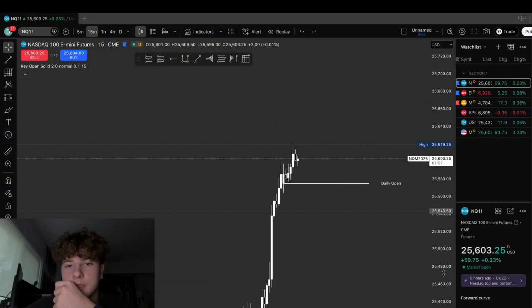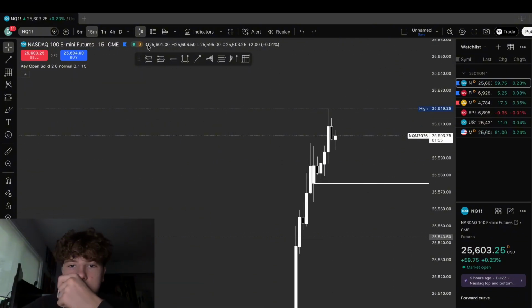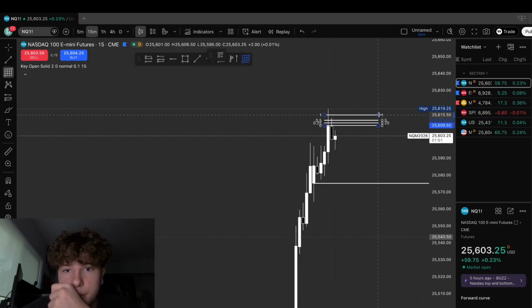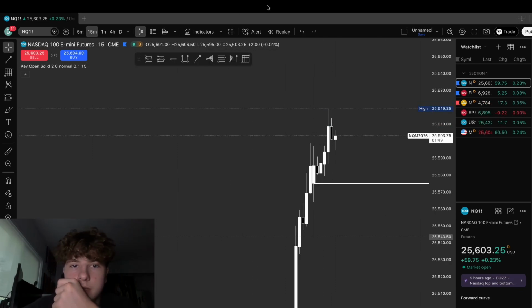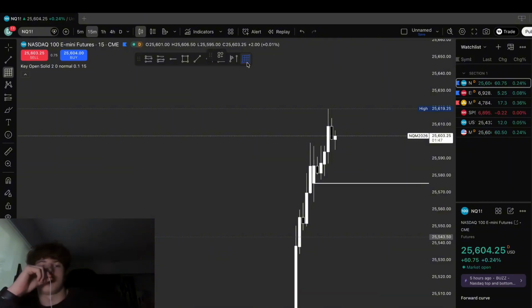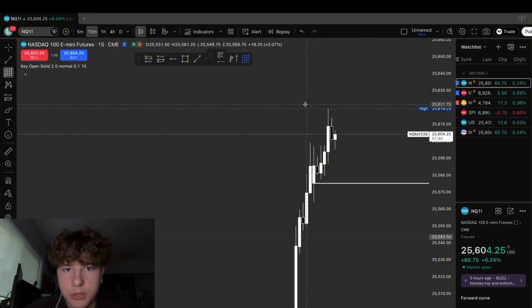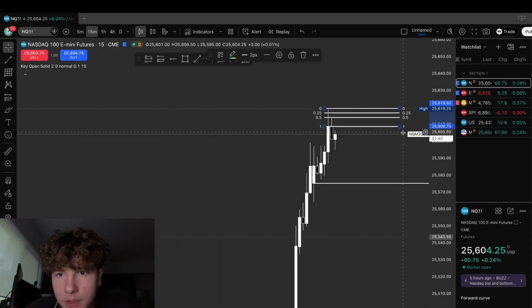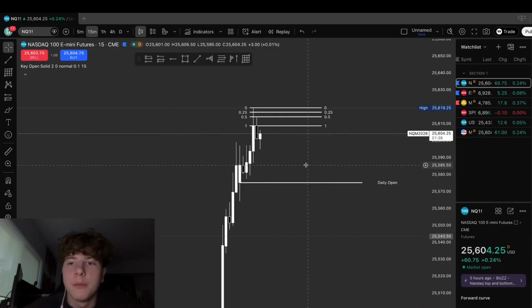It came out with this rejection block that I think tapped in CE. We are in extreme zones. Oh, my hand is getting numb. We are in extreme zones according to the indicator. Would you look at that? Just tapped into 0.5. We're in extreme zones.